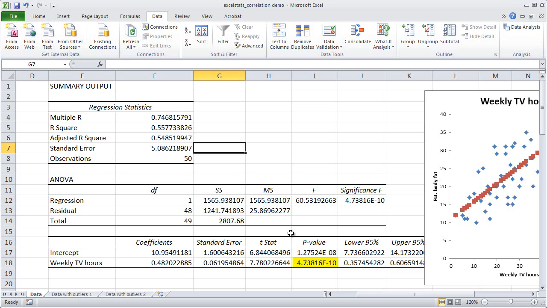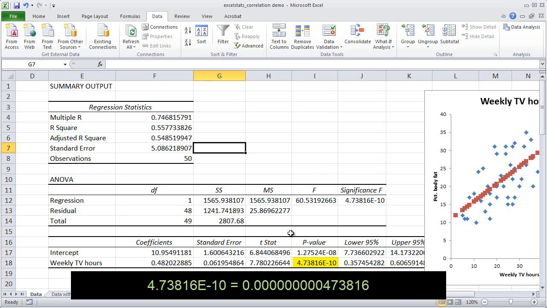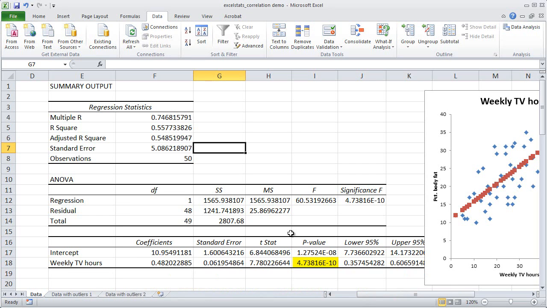In this case, we have a value that's quite a bit less than 0.05. Again, we have some scientific notation here. So we have 0 point and then 9 zeros to the right of the decimal point, and finally in the 10th decimal place there, 473816. This is, again, a very small number. That means there's not a lot of chance that this relationship would have shown up purely by randomness alone. So the alternative is that there's something systematic going on that links weekly TV hour watching to percentage of body fat. So that's the first place to look.